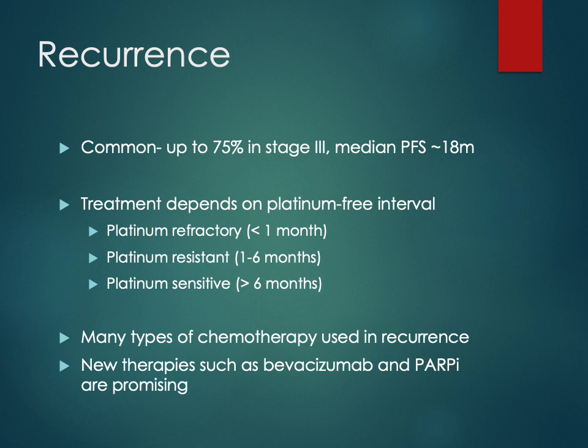There are a lot of different types of chemotherapy that are used in recurrence. For platinum-sensitive disease, we typically use a doublet, so we'll use one drug, either Taxol or another drug, and combine that with a platinum. For platinum-resistant disease, we often will do just monotherapy or combine the monotherapy with a bevacizumab, some sort of VEGF inhibitor.